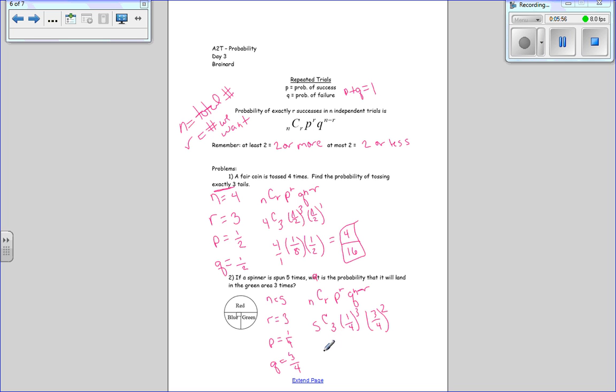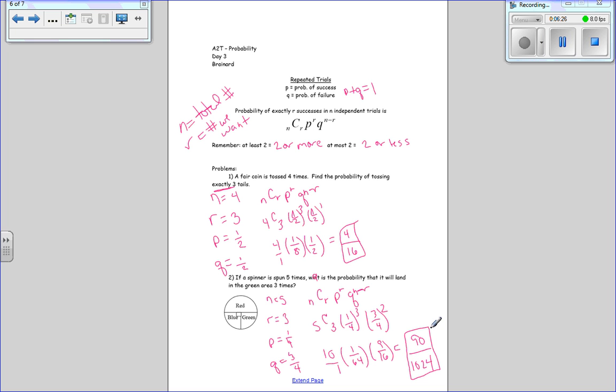5C3 in the calculator is 10. 1/4 to the third power is 1/64. And 3/4 squared is 9/16. And then I multiply numerators, multiply denominators, I get 90 over 1,024. Again, I don't have to reduce.